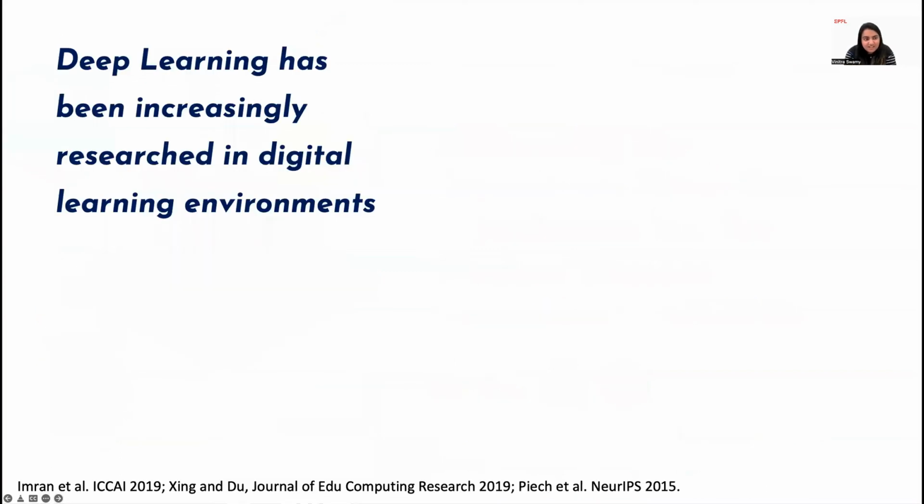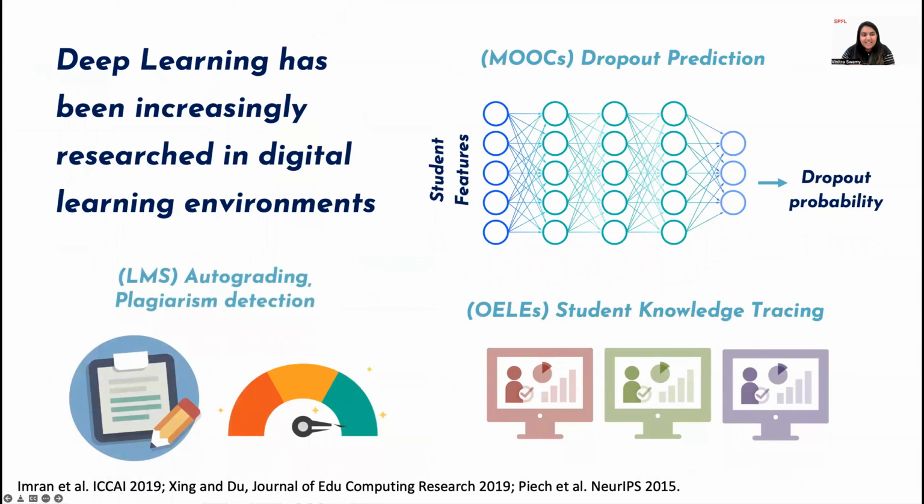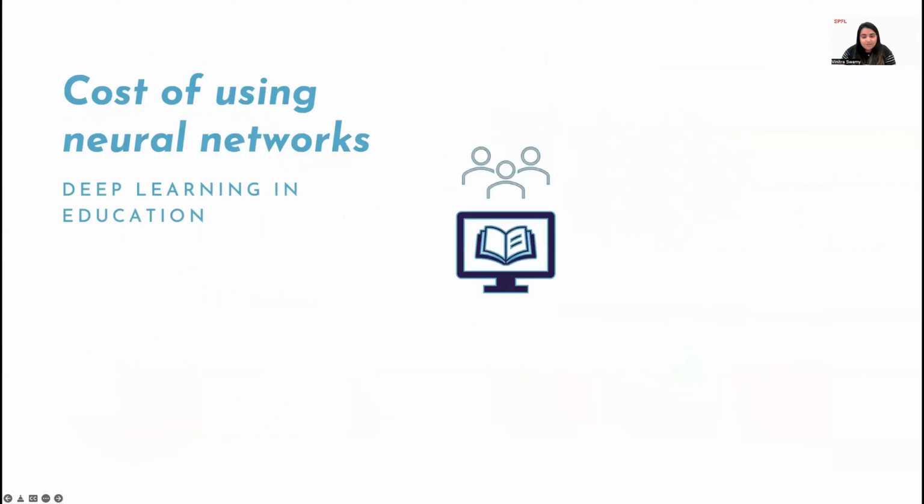So, to motivate it a little, deep learning has been increasingly researched in digital learning environments. In the last 5 years of proceedings in EDM alone, we've seen countless applications of dropout prediction, knowledge tracing, auto-grading, plagiarism detection, and a plethora of other tasks that use neural networks for state-of-the-art research advances. However, these advantages come with a cost. Let's take the example of students who are participating in a MOOC on Coursera, and we predict their performance in the course based on certain behavioral features. And we identify that they will either pass or fail the course.